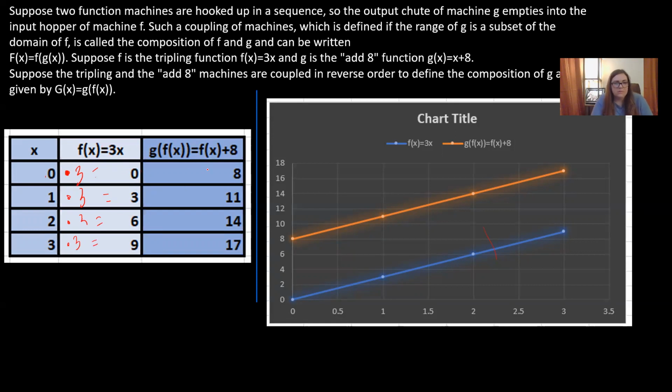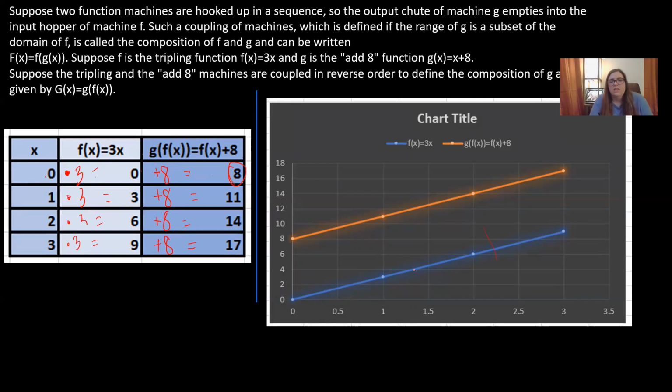3 times X, sorry. Now we have G of F of X, which equals F of X plus 8. But that's because we're now adding 8, as the machines are coupled in reverse order. So now from the 3X values, we're now adding 8 to those. So we have 0 plus 8 equals 8, our final answer there. 3 plus 8, 11. 6 plus 8, 14. And 9 plus 8 is 17.